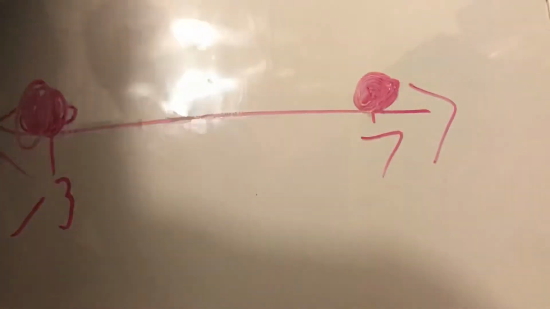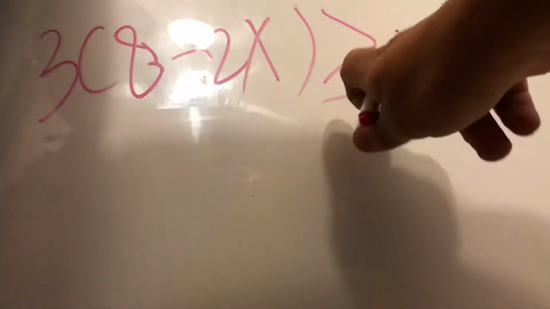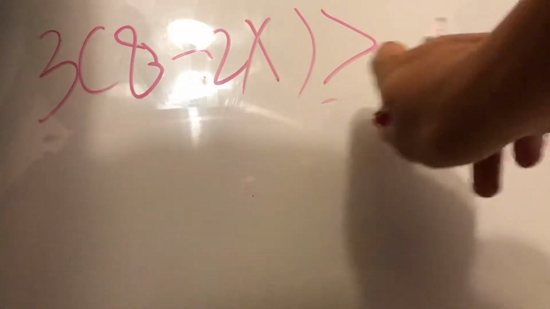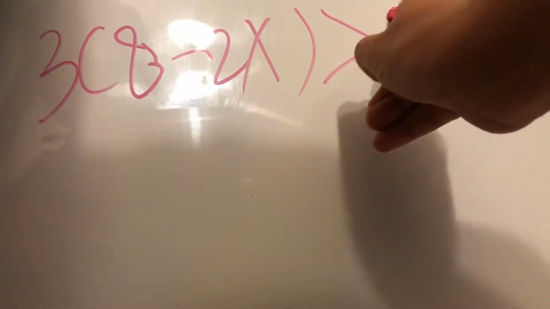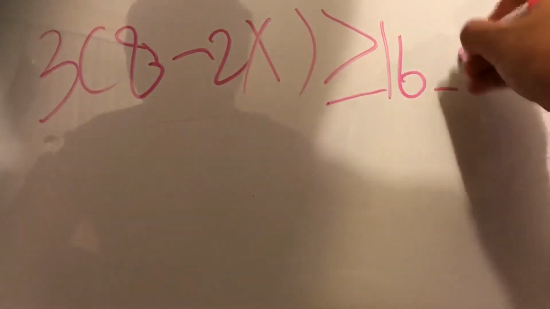So our next question, that is similar to this but still different, is 3 | 8 minus 2x | is bigger or greater than or equal to. This symbol represents equal. If we don't have this, it's gonna be only greater. When it has equal, it means it's gonna be bigger than or equal to the number. I'm gonna say 16 minus 5x.